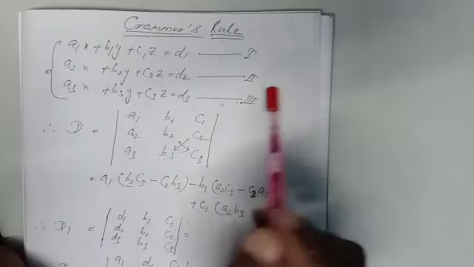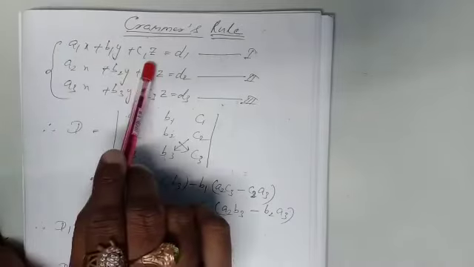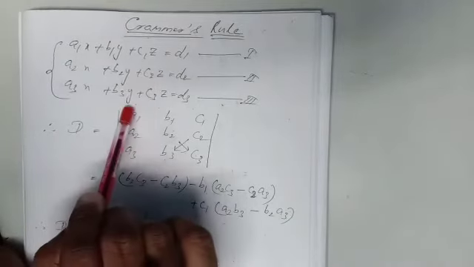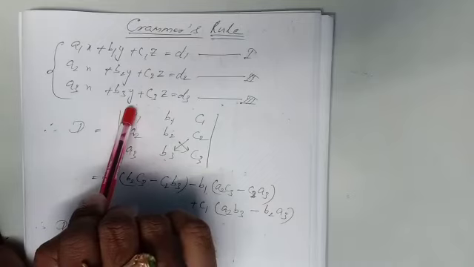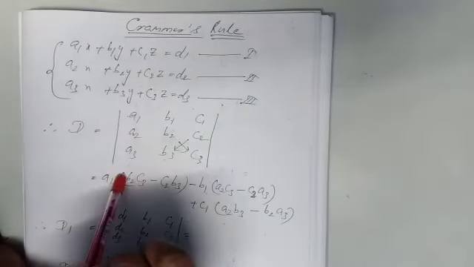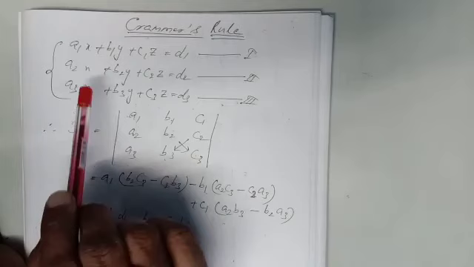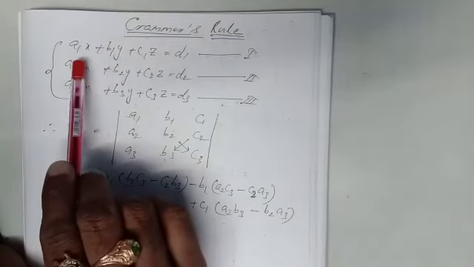Okay, let us consider three equations having unknown quantities x, y, z. Three variable equations, three equations are provided. You have to solve for x, y, z with the help of determinants. One of the applications of determinants is called Cramer's rule. Let us take the question, three equations here.